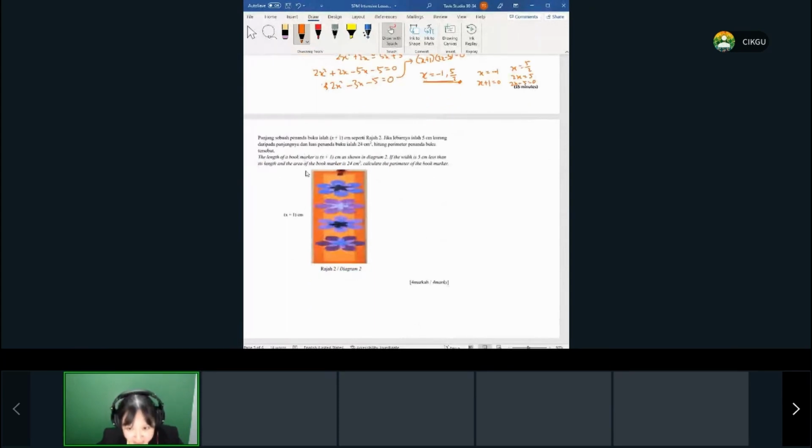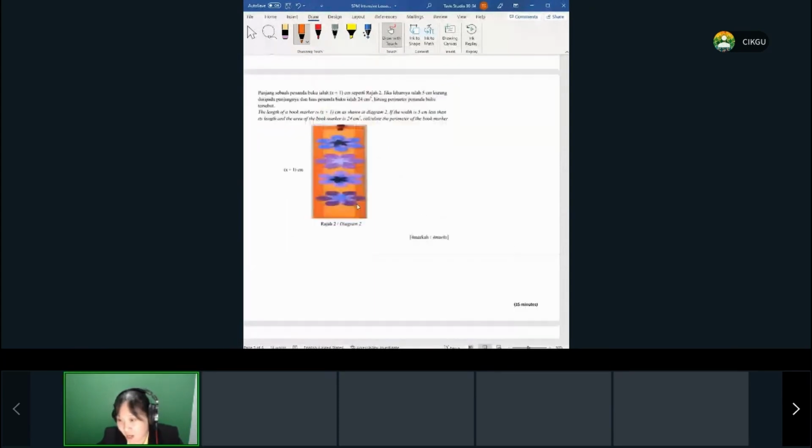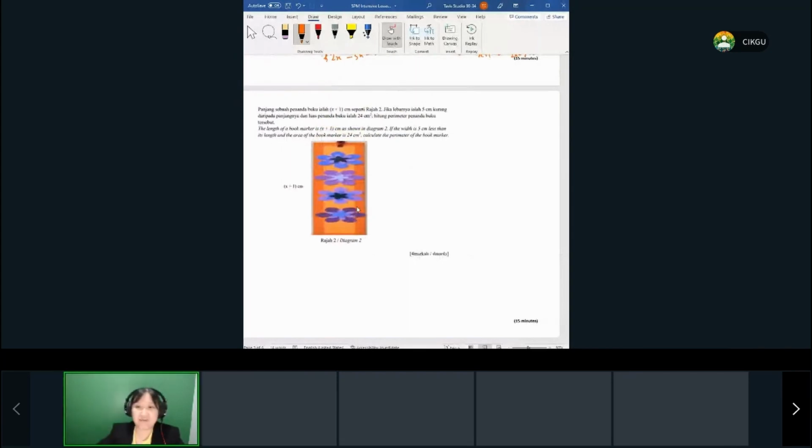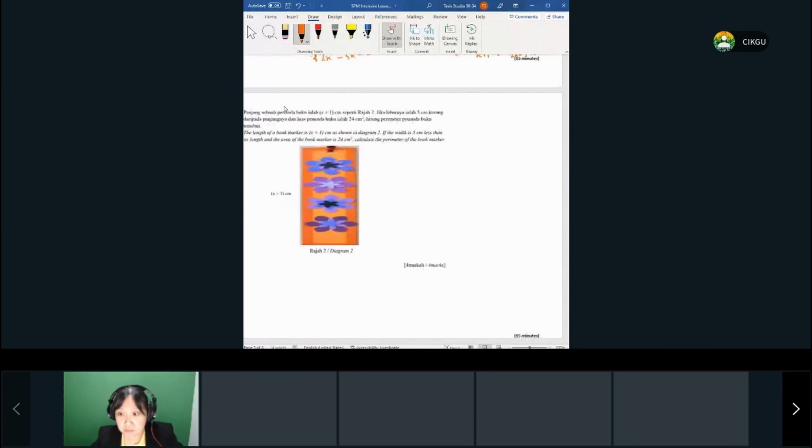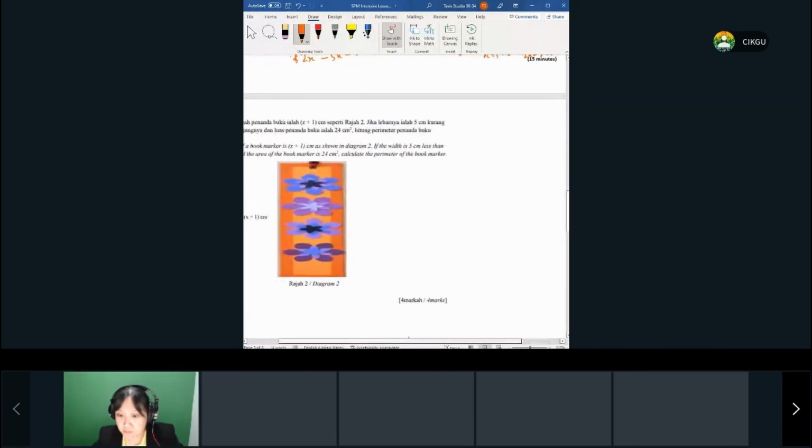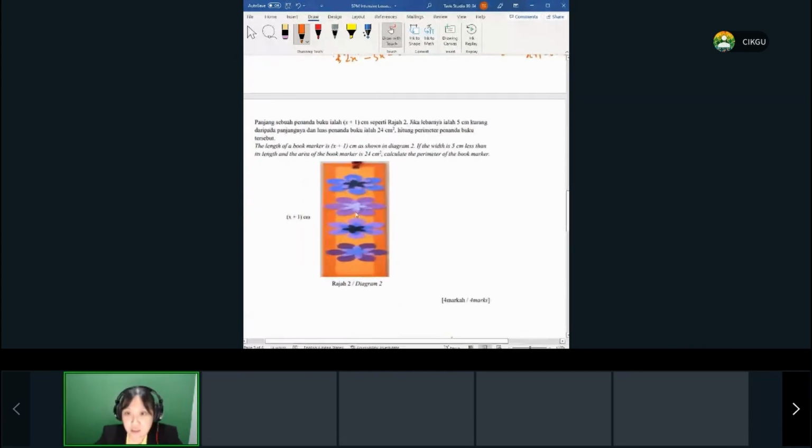Okay, one last question on the quadratic equation. This is a worded question, and then we will go into graphs already. Wow, 9:35. Wow, 5 minutes for this question. Let's go. Okay, what do they say? The length of the bookmarker is x plus 1. Okay, they label for us x plus 1.